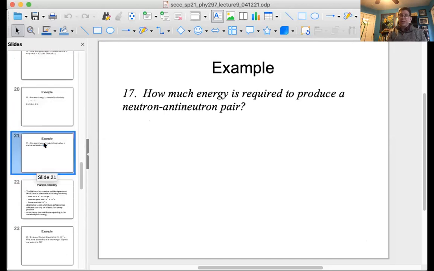How much energy is required to produce a neutron-antineutron pair? This is fairly straightforward. They both have a rest energy of 939.6 mega electron volts. You simply double that, so you get 1,879.2 mega electron volts. So you need that much energy to begin with in order to create a neutron-antineutron pair. So the creation and destruction work both ways. You can have a neutron and an antineutron annihilating each other and producing that much energy, but you can also have that much energy creating a neutron-antineutron pair.